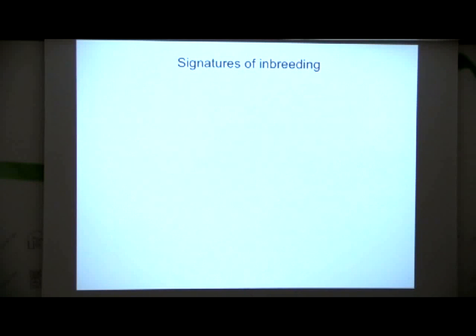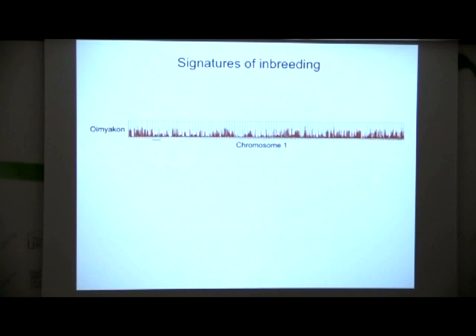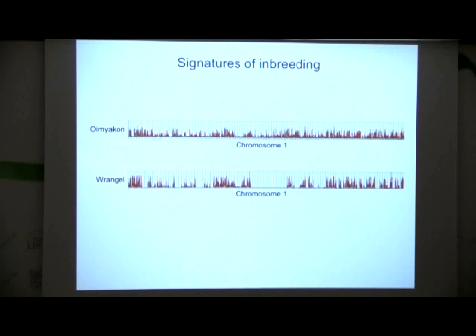So what about inbreeding? Well, as I'm sure most of you already know, you can use whole genomes to estimate the genomic inbreeding in an individual. The way this works is that you look at diversity across the chromosome. This is the Oymyakon genome. You can see it's kind of variable all across. It differs in different parts of the chromosome or the genome, but it's fairly variable everywhere. The Wrangel genome doesn't look like that. The Wrangel genome has big chunks of no variation at all, completely homozygous.